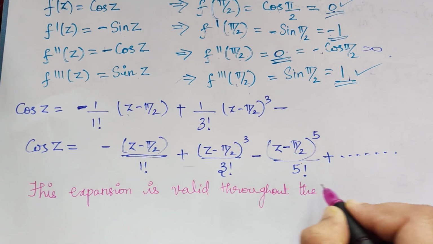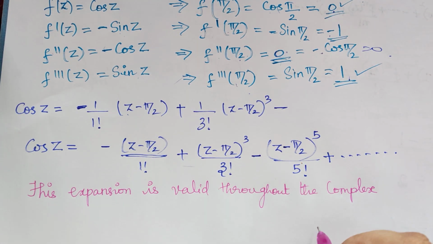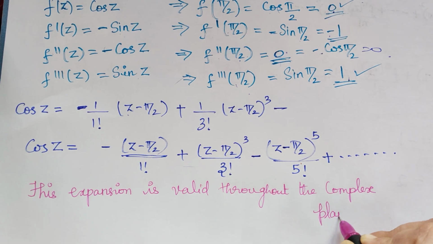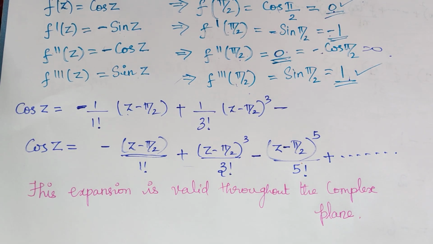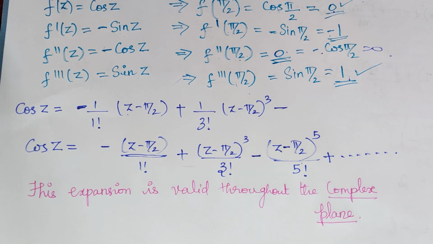the complex plane. In our previous problem also we had an exponential function e power z, which is also analytic everywhere, and therefore that expansion is also valid throughout the complex plane. So the complex plane becomes the region of convergence for such series.